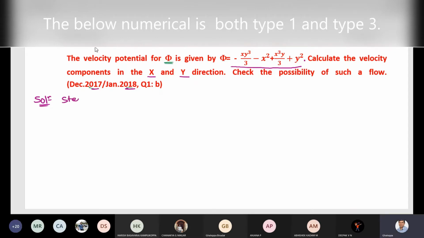Step number 1. And dear students, here it is type 1 as well as type 2, because he has asked to check the possible case of flow, which is type 1, and the velocity components x and y are also asked, which is type 2. So both type 1 and type 2 are mixed. Step 1, given data.